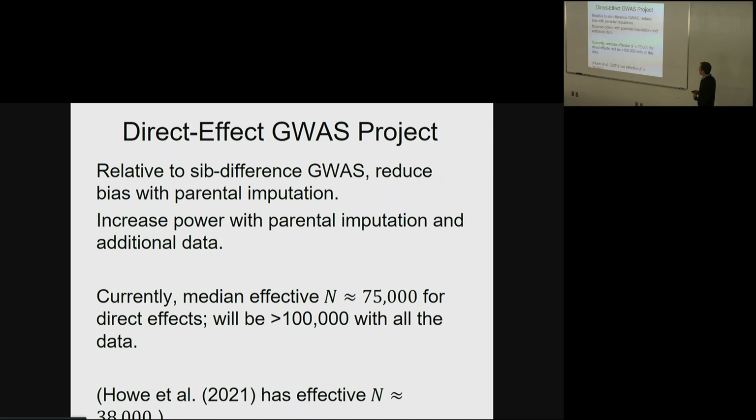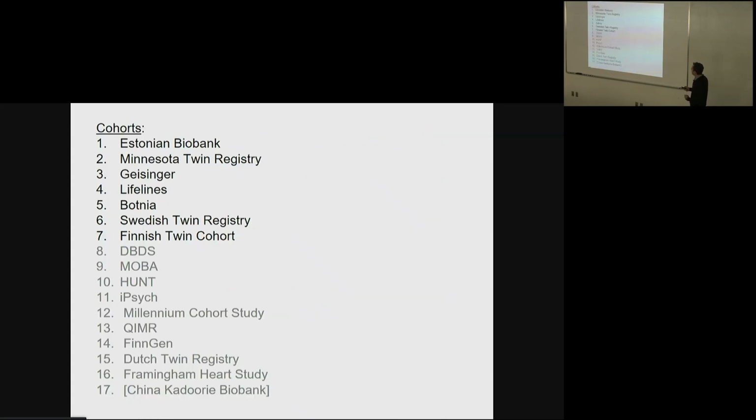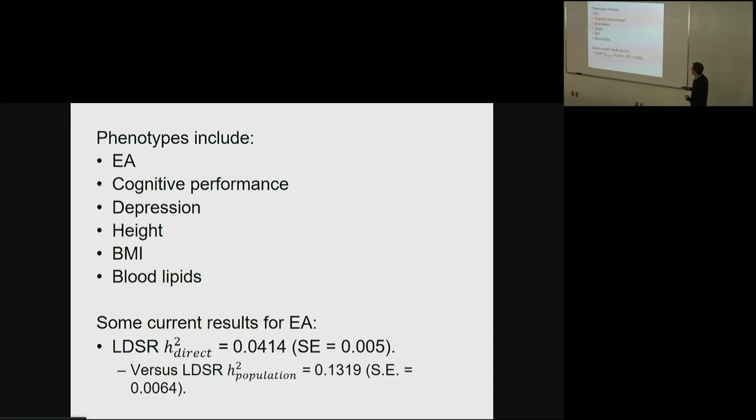So the effective sample size is going to end up being, already with the partial data, the amount of power is equivalent to having twice as big a sample size as the Howe et al. paper, but it's going to be effectively as well sampled as EA1 with about 100,000 people once all the data are in. We're looking at a bunch of phenotypes. So I'll just highlight one interim result: we can get estimates of the correlation between the direct and population effects. So this is for EA. We're estimating about 0.7 as of now.